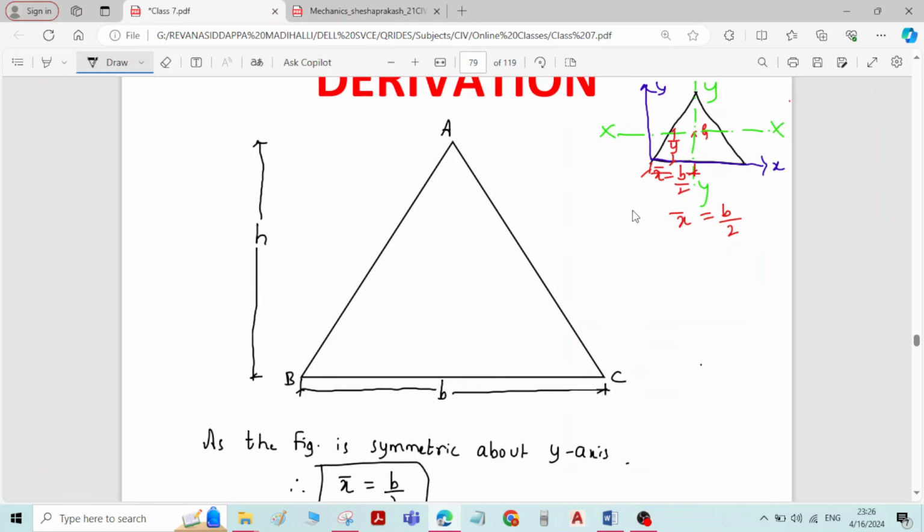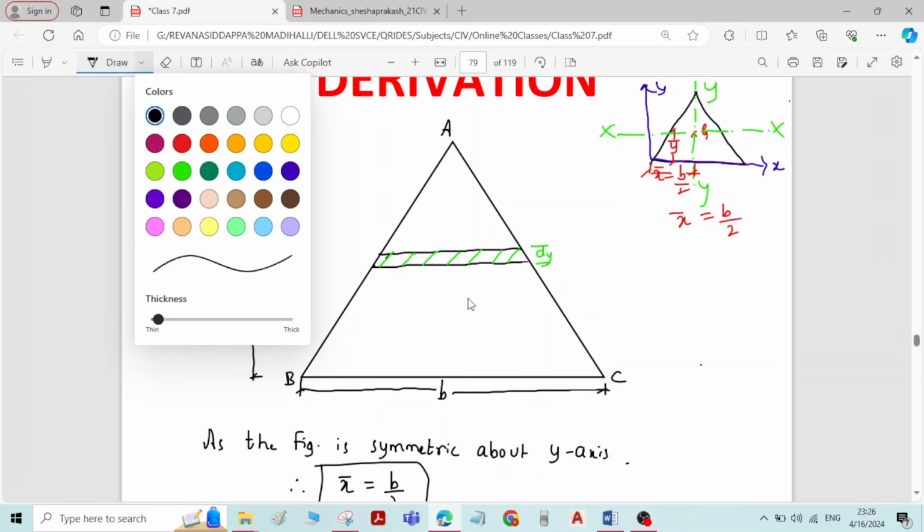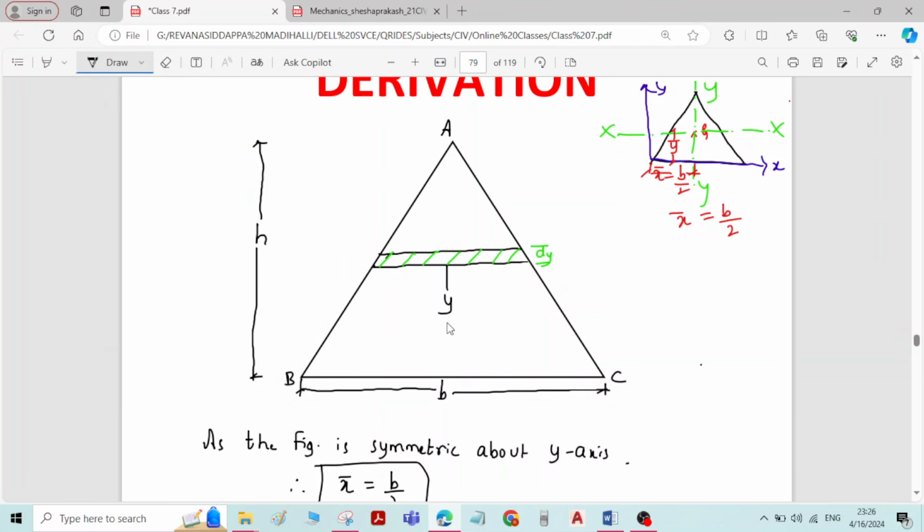To derive the equation for y bar, consider an elemental strip of thickness dy at a perpendicular distance y from the base of the triangle. Let me call these two points E and F. What will be the remaining distance here? The remaining distance will be h minus y.